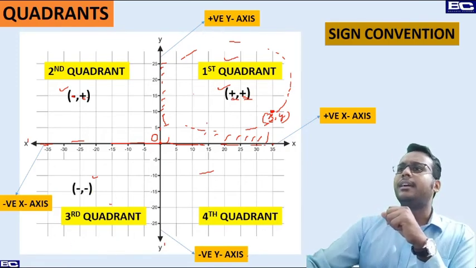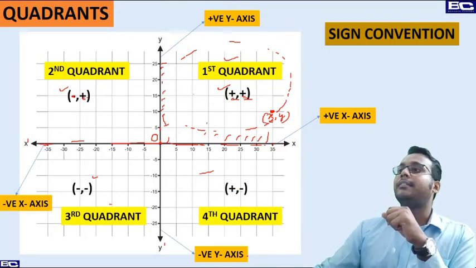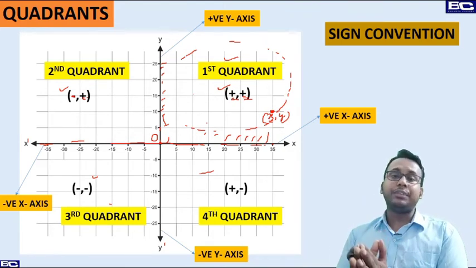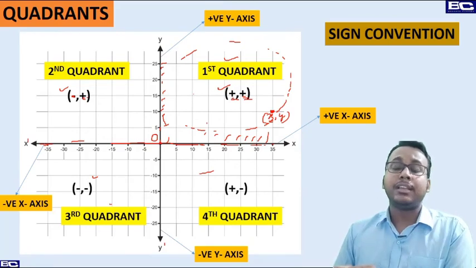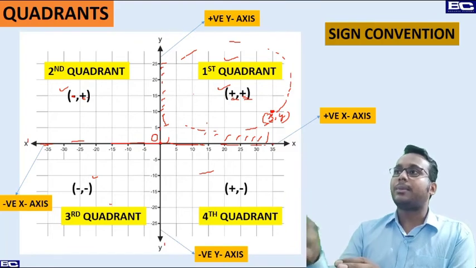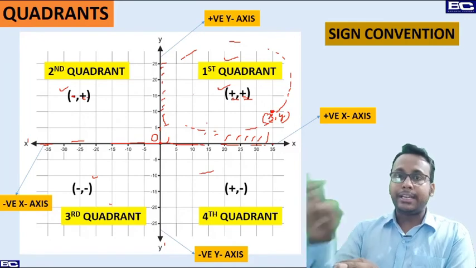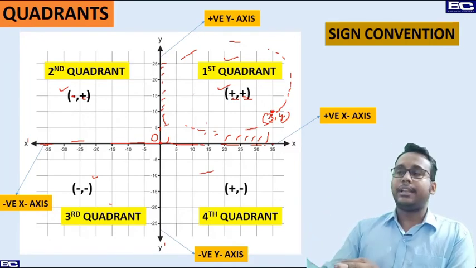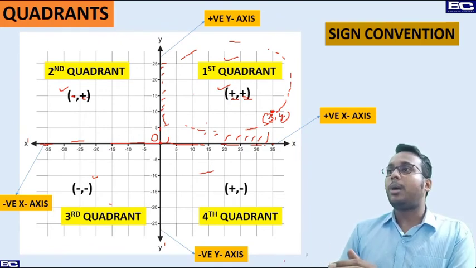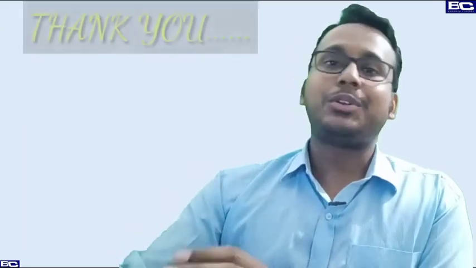Now similarly, the third quadrant has the sign minus minus, and the fourth quadrant has plus and minus. So you must have understood how the quadrants have different signs. And for the numbering of the quadrants, you must remember it goes in an anti-clockwise manner, and the top right corner quadrant is always called the first quadrant. So this is for today's class.